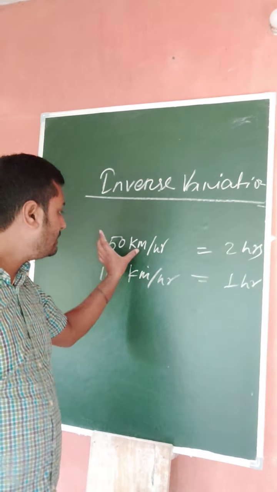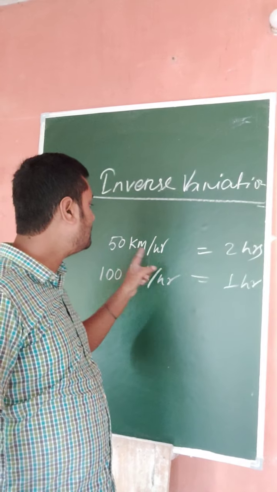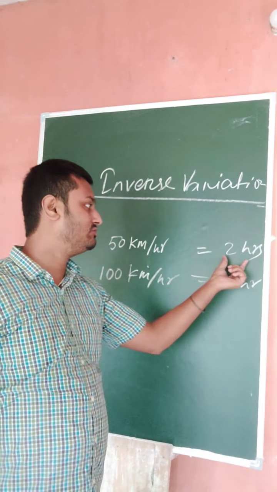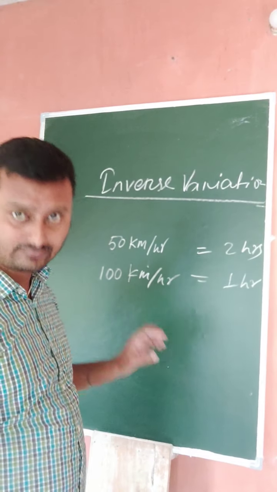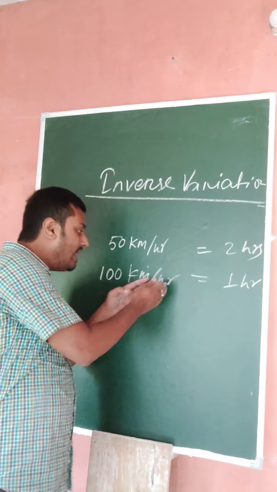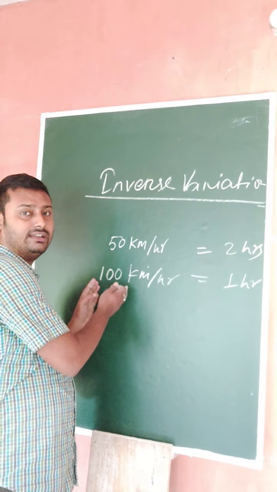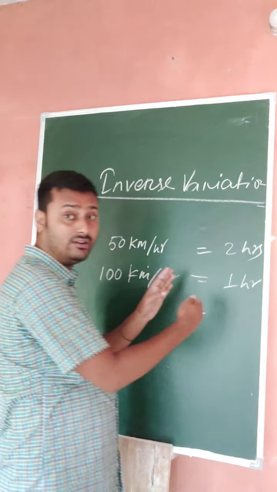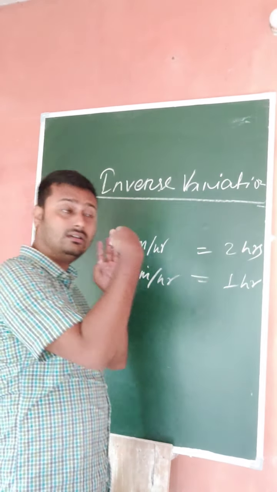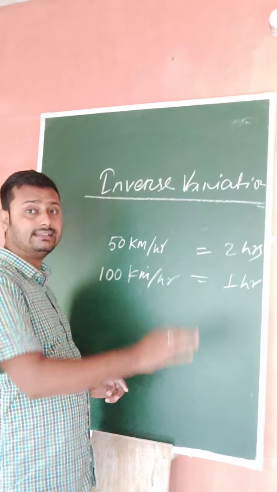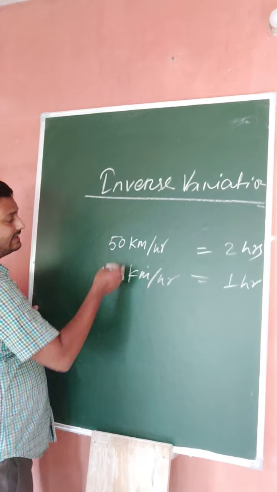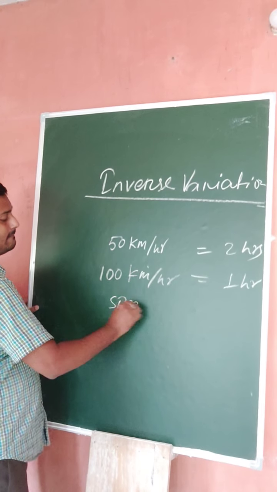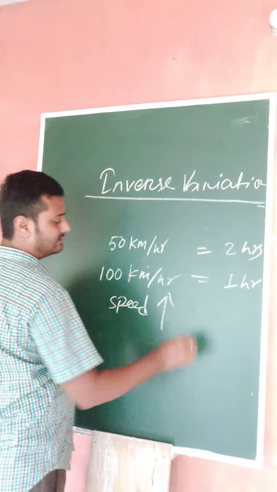That means if 50 kilometer per hour is your speed, and the time taken is 2 hours, the distance will be what? 50 into 2, that is 100. Now suppose your speed is 100 kilometer per hour, then how many hours will be required to reach that destination? It will be 1 hour. So look at this one. In this case, speed increases, so time decreases.